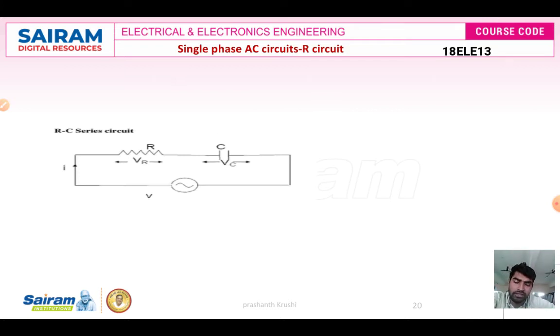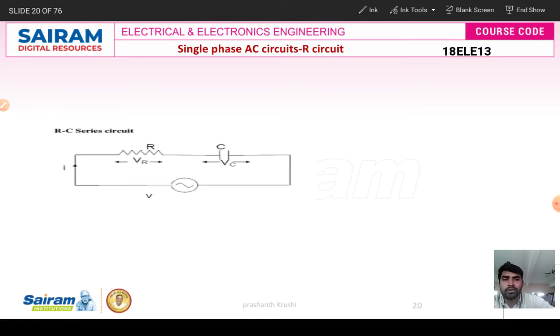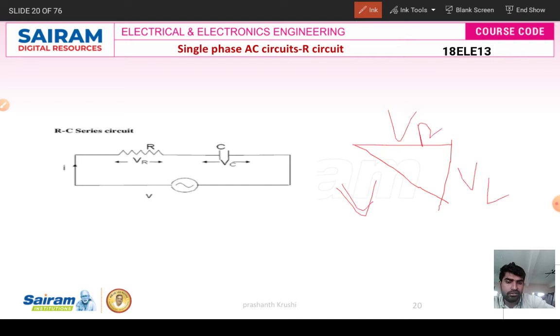Voltage across the resistance is VR, voltage across the capacitance is VC, and supply voltage is V. So V is equal to root of VR square plus VC square. Now for the inductance circuit, the circuit diagram and vector diagram would be like this. This is the total voltage, this one is VR, and this one is VL. So V is equal to root of VR square plus VL square, right?